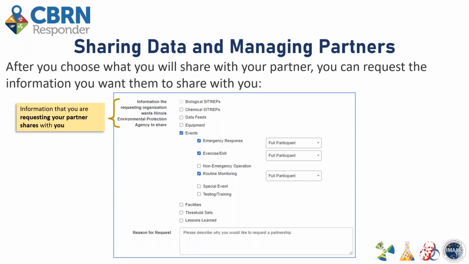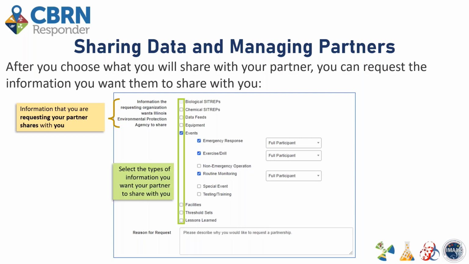After you choose what you are going to be sharing with your partner, you can now request the information that you want them to share with you. So again, you are requesting this information, they need to approve it, you don't automatically get access. The form is going to look similar, you have the various types of information that you want them to share with you. And at the bottom, you have a reason for request field where you can provide greater information or context to the organization as to why you are requesting to partner with them.